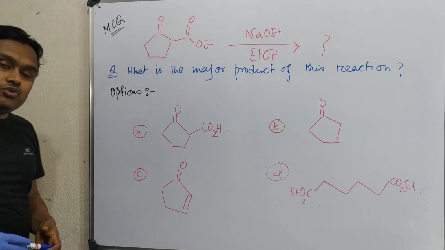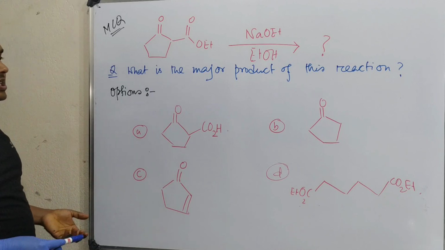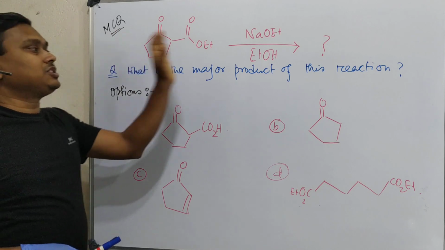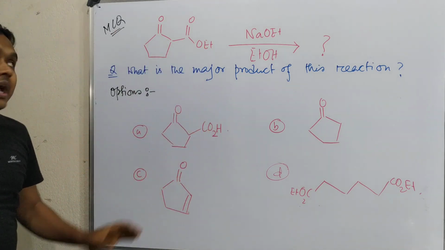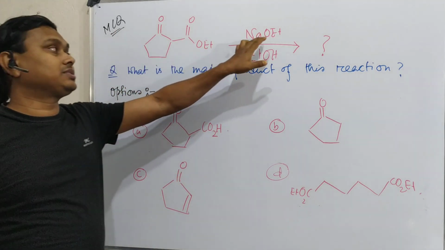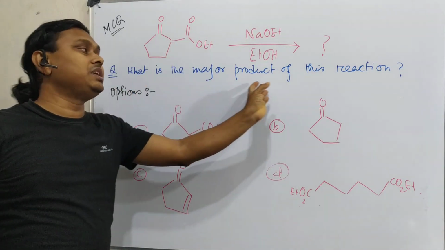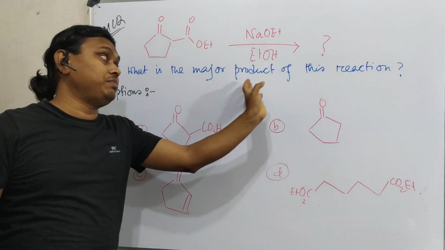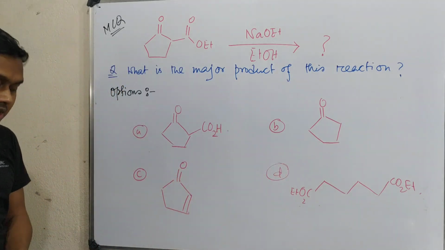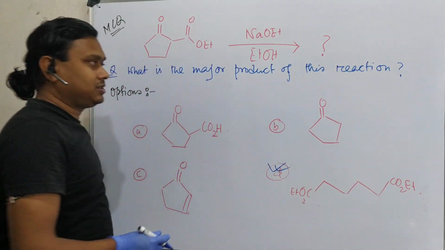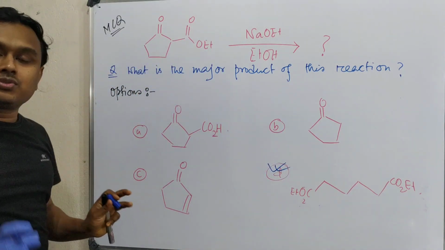So I believe you have tried by yourself, so it's my turn to explain the answer. First of all, when you get any such kind of question, you need to look at what is the reagent, what is the reaction condition, and at the end what is asked. There is a major product. So here four options are given, and by the way the right option is this one. I know you may be a little shocked, why this, why not others, so that I will explain.